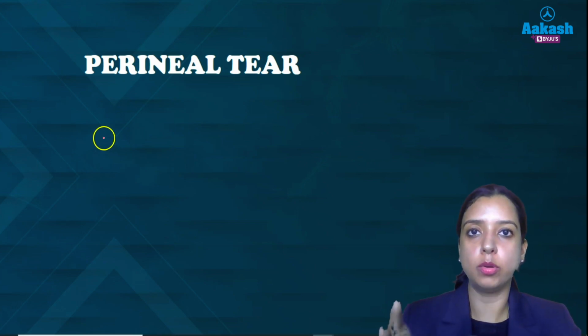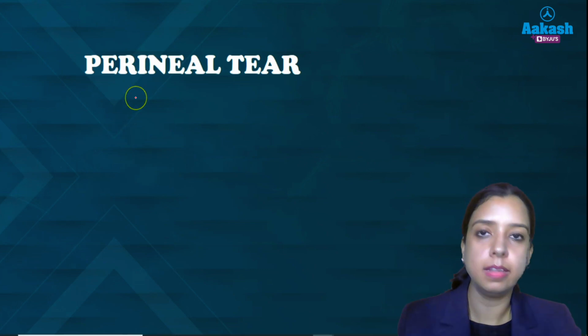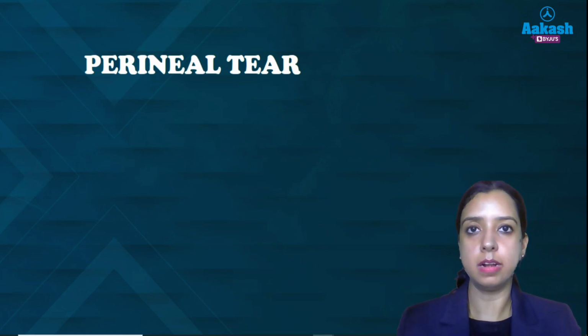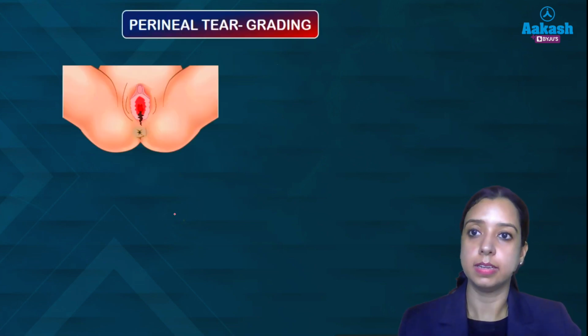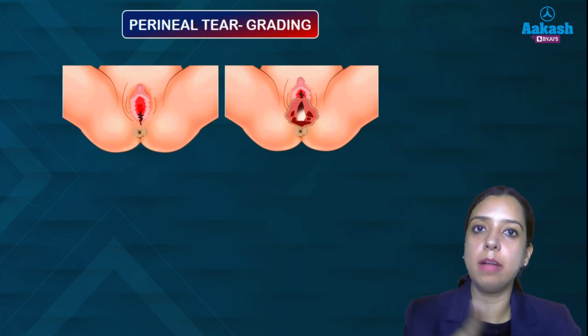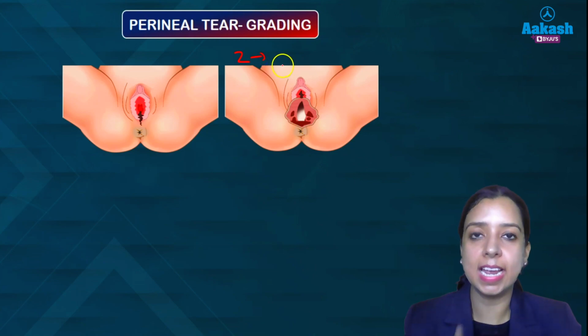Let's talk about the perineal tear. So episiotomy was an intentional cut. Perineal tear means the tear that happens unintentionally during the delivery. Now this perineal tear has been divided into 4 grades depending on how deep it is. So first is when only mucosa is involved. Second, mucosa and muscle involved. Now you can see here that episiotomy is a second grade tear.